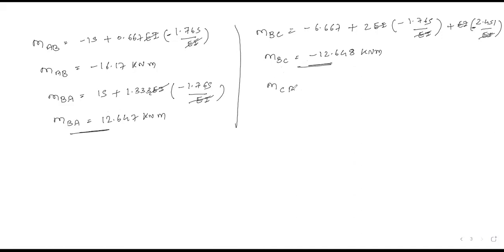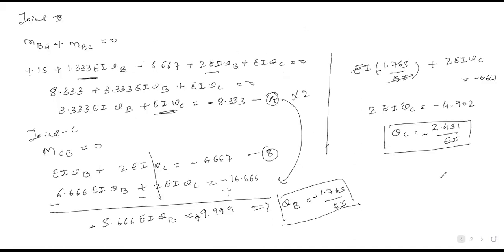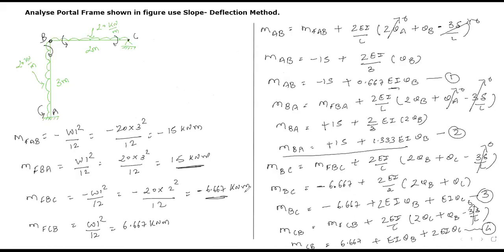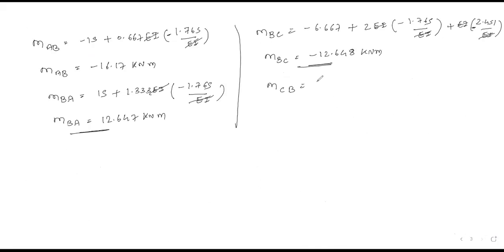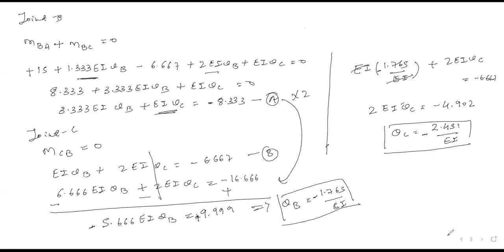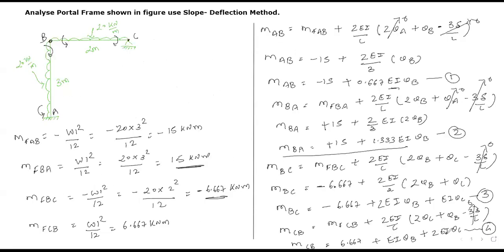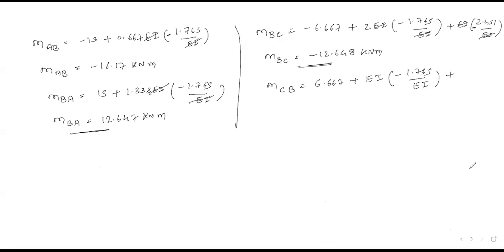Last is MCB. 6.667 plus EI theta B, 6.667 plus EI theta B minus 1.765 divided by EI, plus 2 EI theta C.